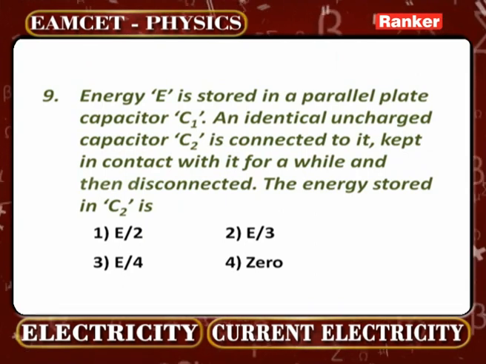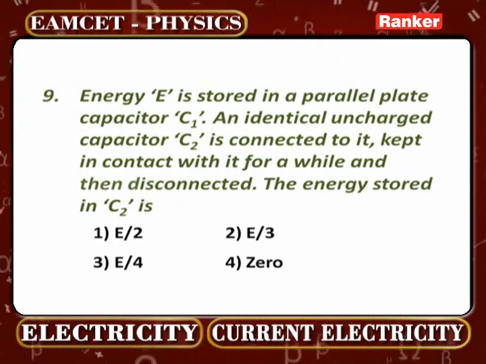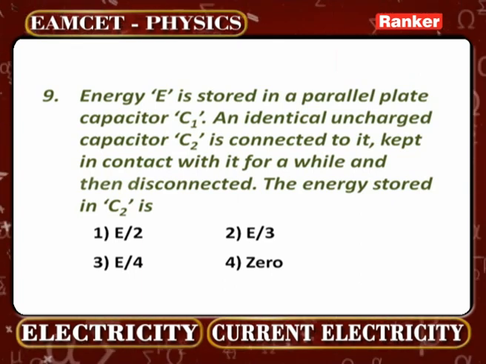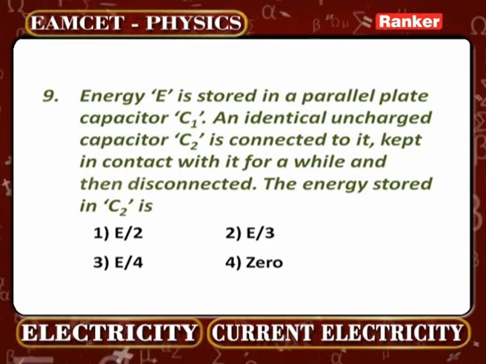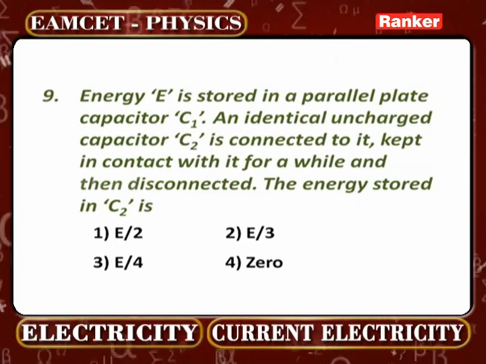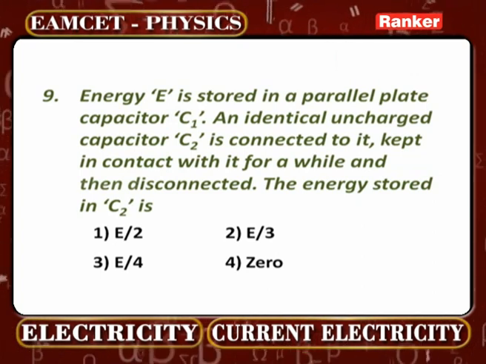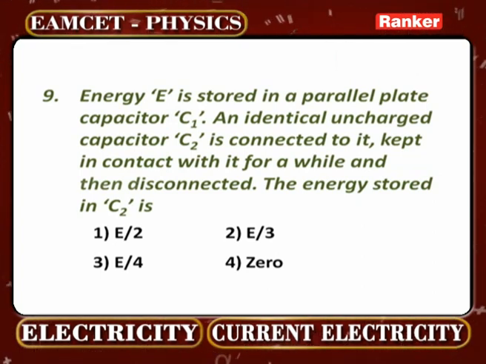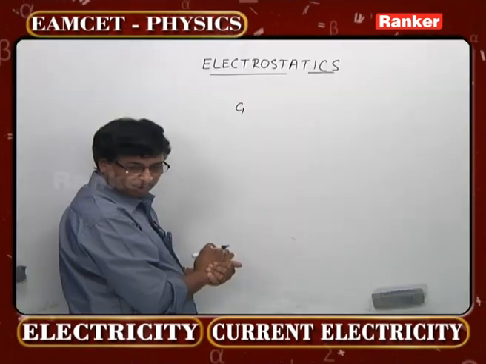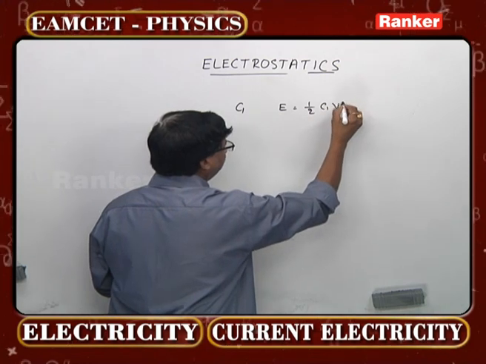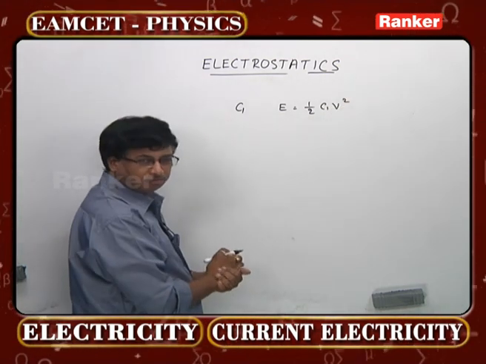Energy is stored in a parallel plate capacitor C1. An identical uncharged capacitor C2 is connected to it, kept in contact with it for a while and then disconnected. The energy stored in C2 is going to be how much? That is the concept once again. Almost the same concept even here also. The concept here is the very first capacitor is given C1. And of course, charged, its energy is going to be half C1 V square. That is the formula generally.